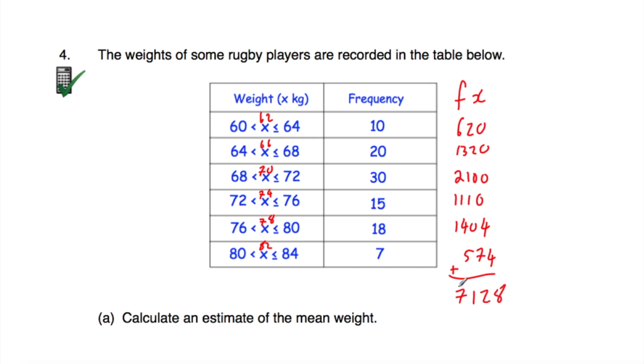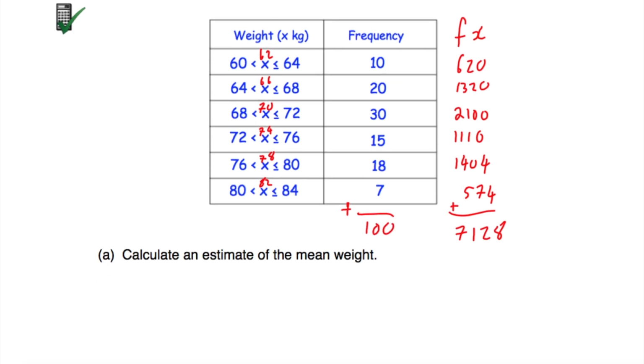Okay, so we've now found the total of the FX column, so our estimate for the grand total, the estimate for the total weight of the players. We now need to divide that by the total frequency, or the number of players. So we're going to add up our frequency column. So 10 plus 20 plus 30 plus 15 plus 18 plus 7, and that's equal to 100. So there's 100 rugby players.